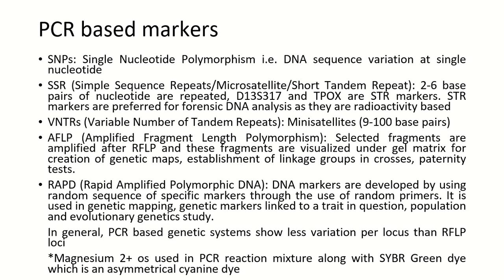In general, PCR-based genetic systems show less variation per locus than RFLP. Magnesium 2 plus is used in the PCR reaction mixture along with SYBR green dye, which is an asymmetrical cyanine dye.